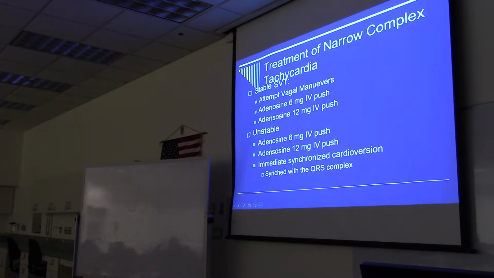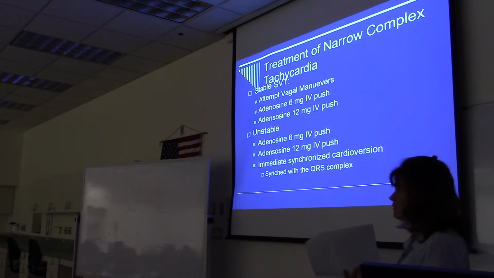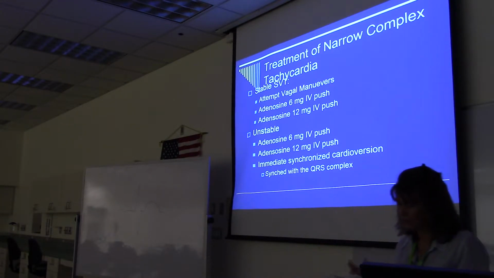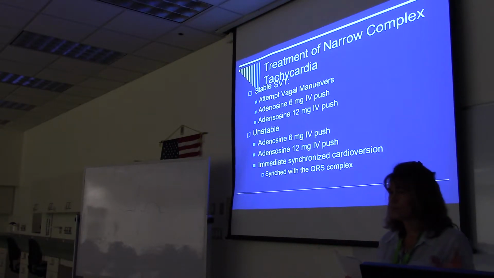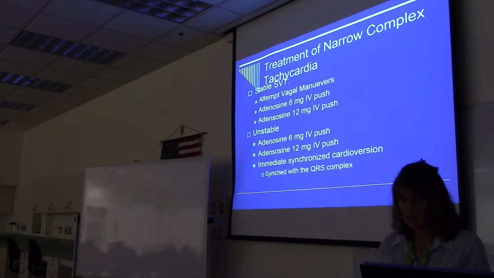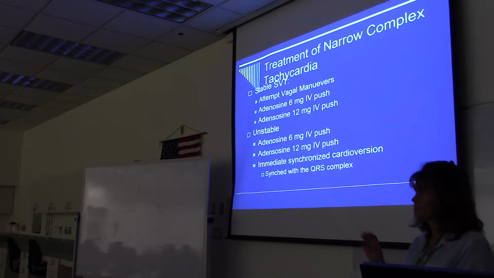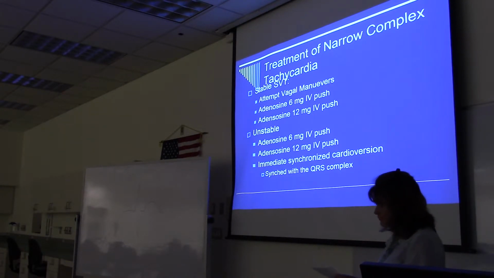All right, so there's stable SVT and unstable SVT. For stable SVT, of course, the person has a really fast heart rate, but they're not symptomatic as far as chest pain, low blood pressure, altered mental status. None of that's happening. So there's some time to treat that fast heart rate. So it says to attempt vagal maneuvers, and I want to give you some notes on vagal maneuvers.